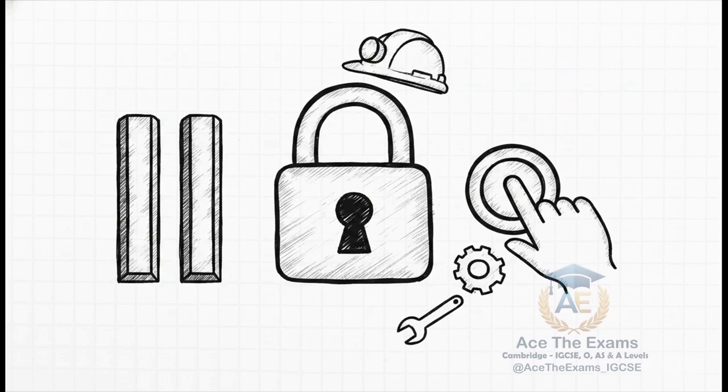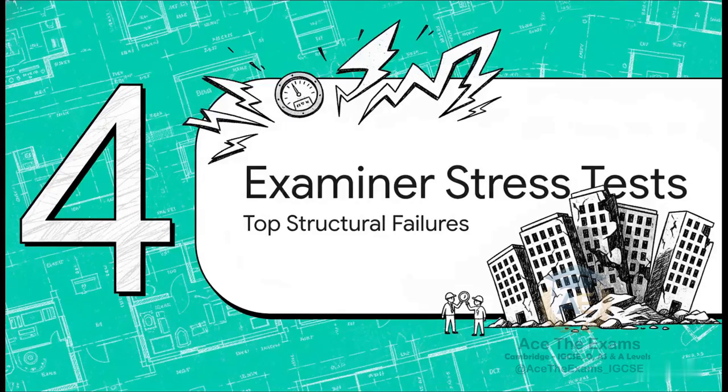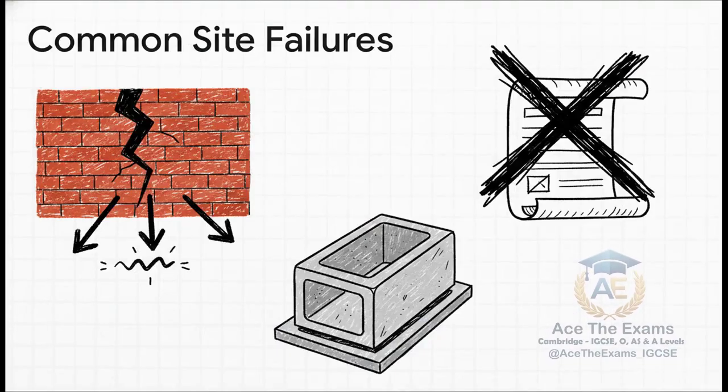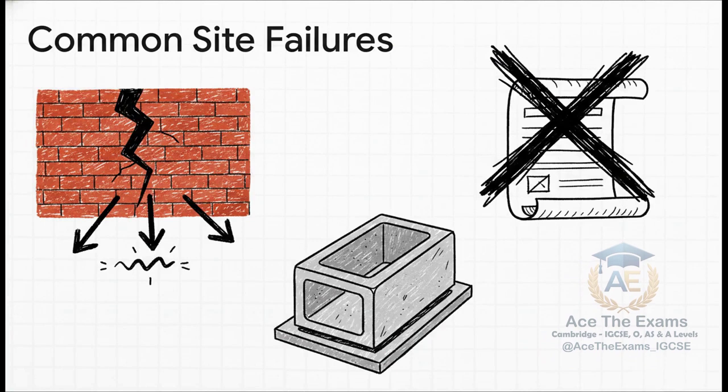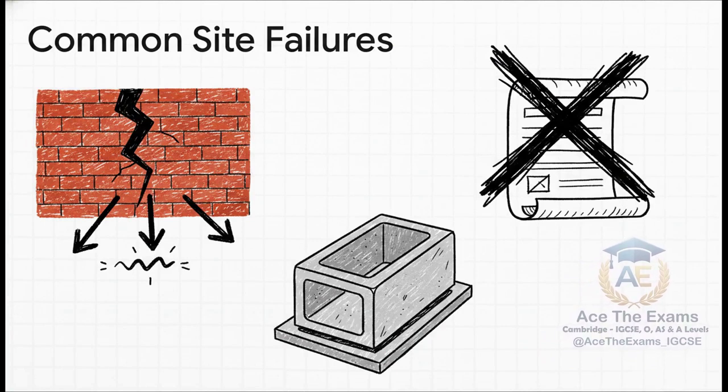All right, inspection over. Let's get back to the drafting board. Phase 4. Examiner's stress tests. Let's look at the top structural failures. Going through the principal examiner reports, they have officially flagged 3 major structural defects across the board.